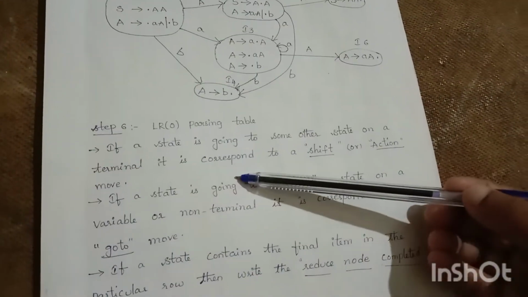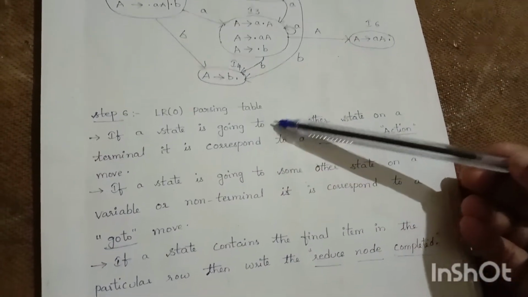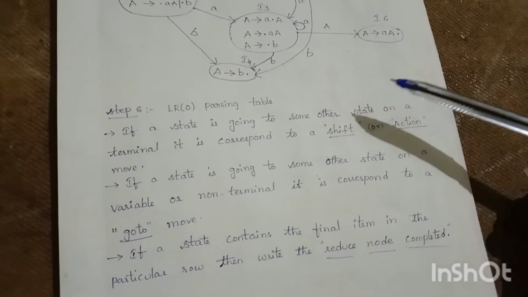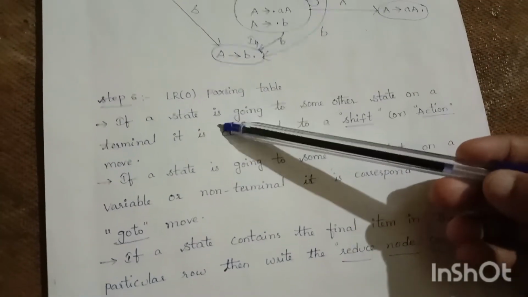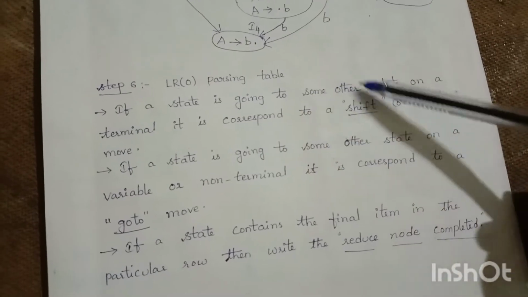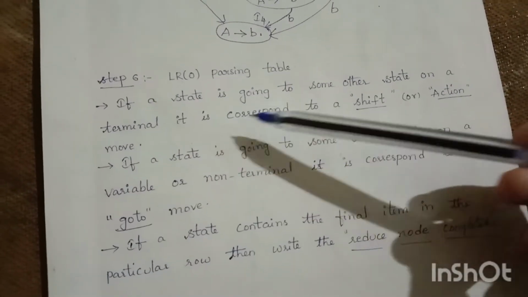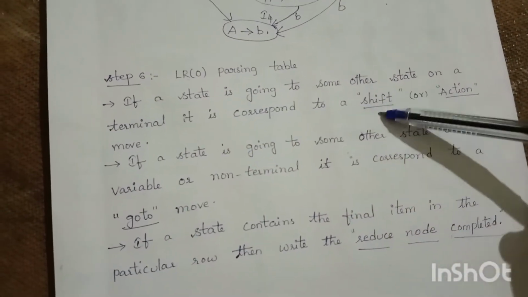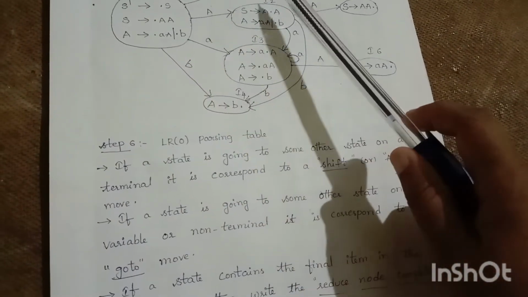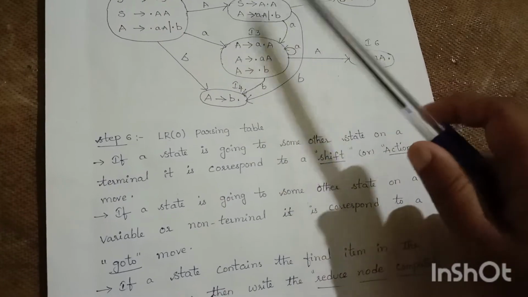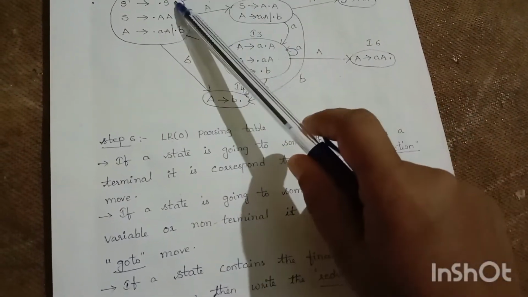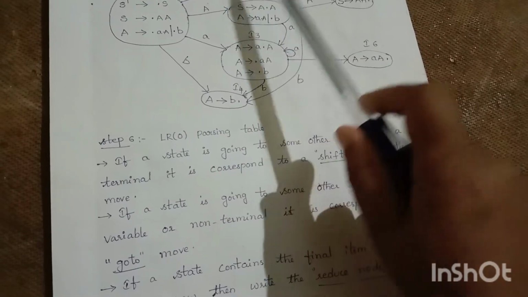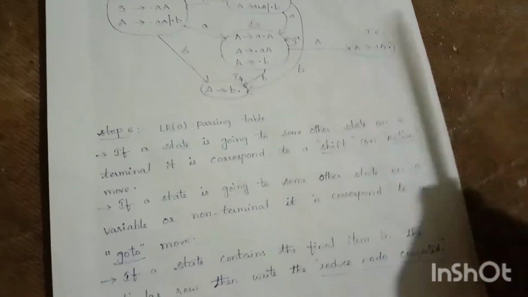Okay, and the next one is you need to construct the LR0 parsing table. So in the LR0 parsing table, we will consider these steps. If a state is going to some other state on a terminal, it corresponds to a shift or action move. See here, if it is moving from one state to another state, that is I0 to I1, here it is moving, so it is called a shift or action state.